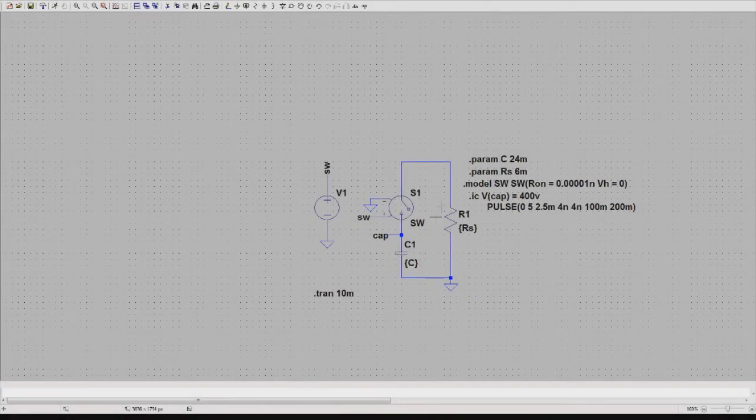So I'm back in the SPICE model, and let's make room for the inductor.